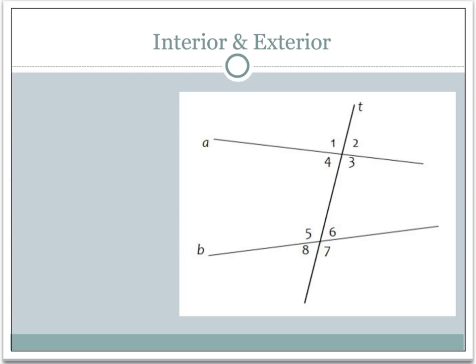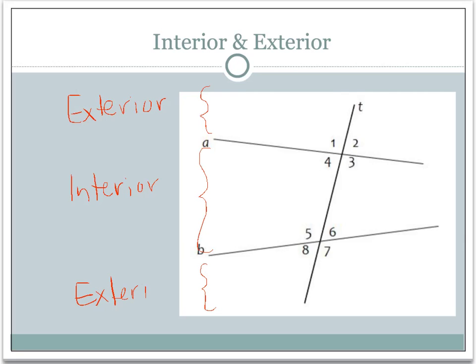exterior when we're looking at a transversal intersecting two different lines. When you look at this picture, we can see that interior means in between, and so this would be the interior of our picture, and the opposite would be the exterior. This piece and this piece would be considered the exterior of our picture. Now this is going to become important when we start talking about these pairs of angles because some of them are going to be inside and some of them are going to be outside.